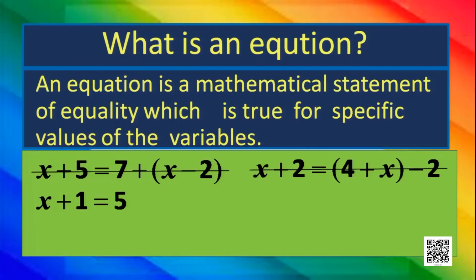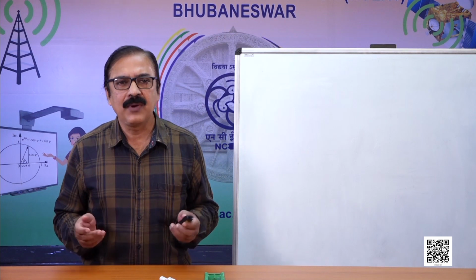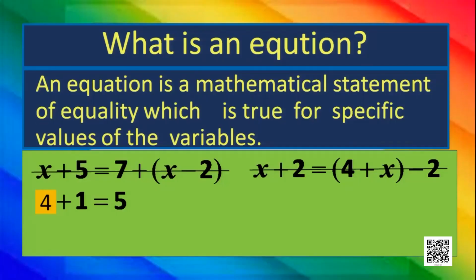Then what is an equation? Now let's consider this case. x plus 1 is equal to 5. For which value of x do we get x plus 1 equal to 5? In common language, we can say which number is added to 1 to give 5. Definitely it is 4. Then we can say that for x is equal to 4, x plus 1 is equal to 5. So x is equal to 4 is called the solution of this equation.